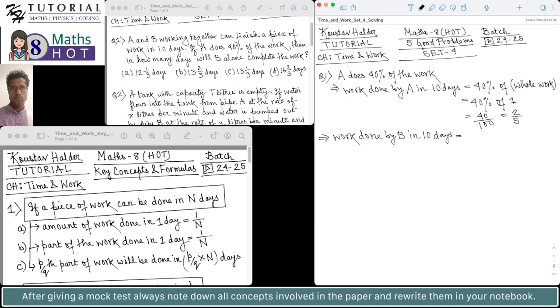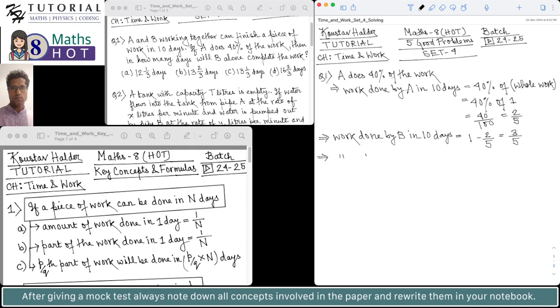The whole work is 1 and the work done by A is 2 by 5. So this is 1 minus 2 by 5, which is equal to 3 by 5. So you can consider the work done by B in 10 days is 3 by 5, which also means that 3/5 part of the whole work was completed by B in 10 days. Okay, now from here we can say that in 10 days work done by B was 3 by 5.